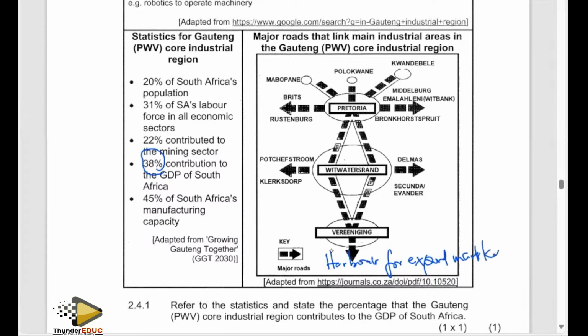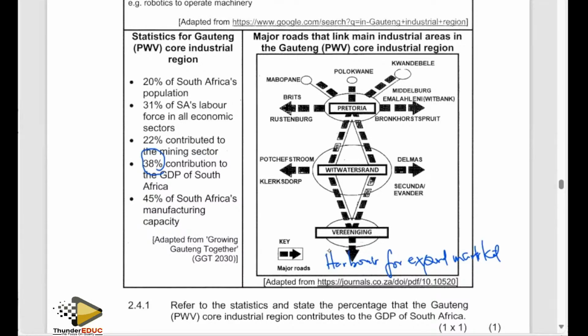We want the export market to sell the produce from the core industrial region. So if we have a route which is coming out in this direction, definitely it can lead to the harbors where we go to export the products for the export market. Then we can also check off these ones. It's going to Potchefstroom, Klerksdorp. This one is going to Secunda.